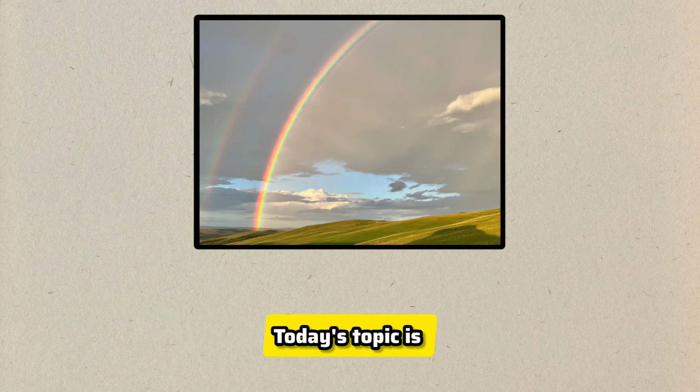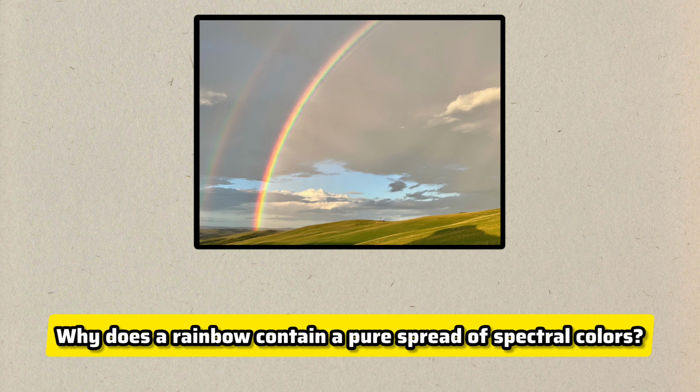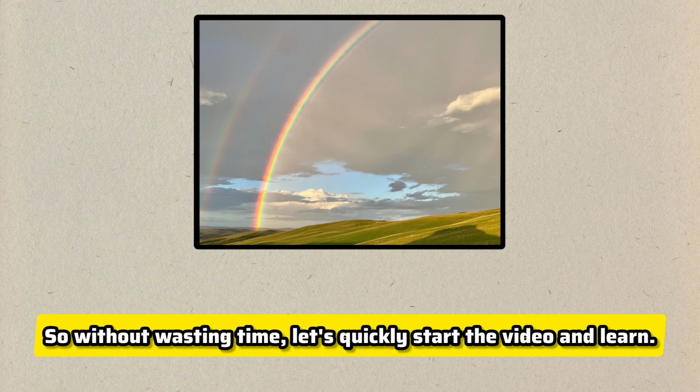Today's topic is, why does a rainbow contain a pure spread of spectral colors? So without wasting time, let's quickly start the video and learn.